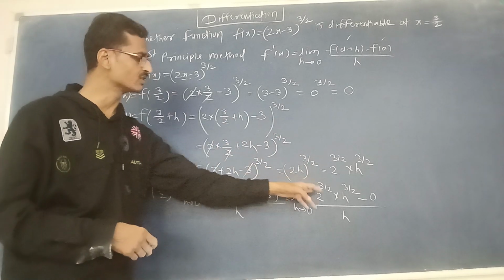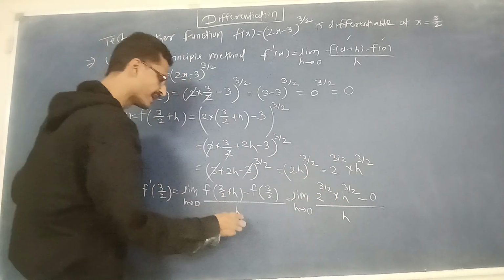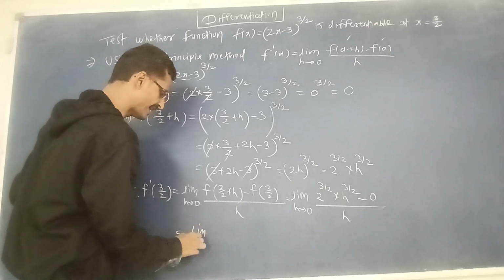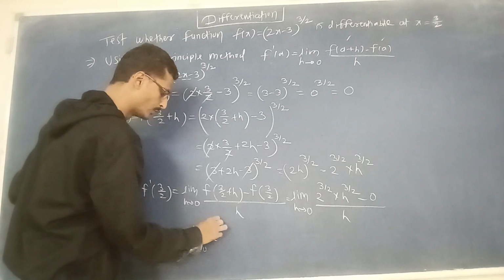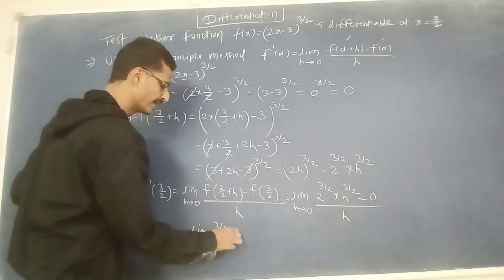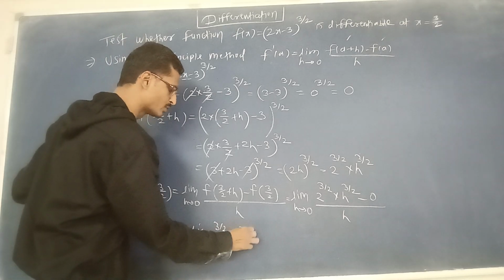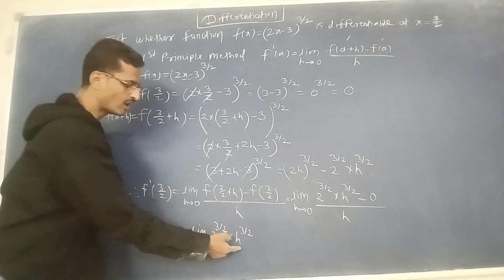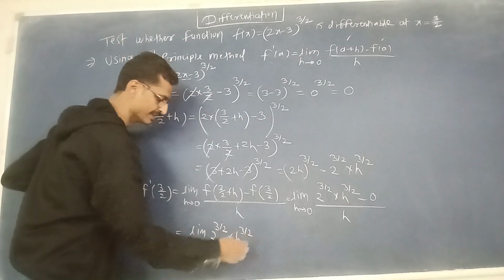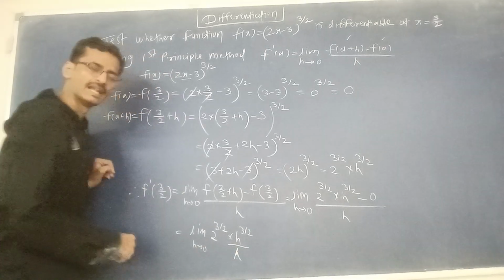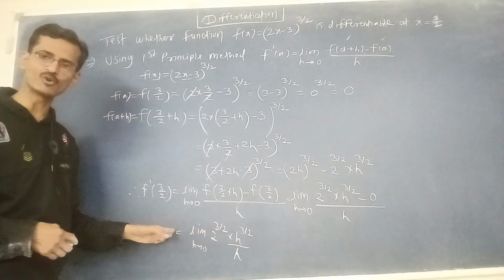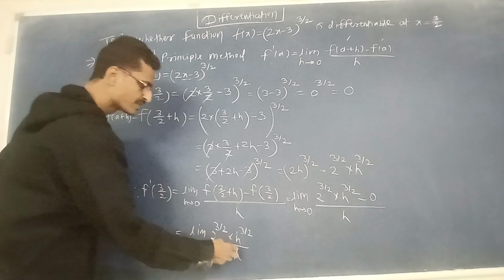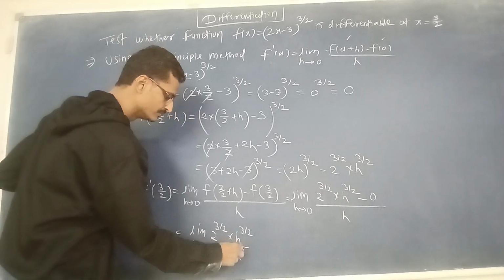So now don't write that. So answer is 2^(3/2), limit h tends to 0, 2^(3/2) into h^(3/2) upon this h. You can write upon h here, or you can write simply upon h here. Now this is constant, so we can write outside the limit. This is given in terms of h, so h means h raised to 1.